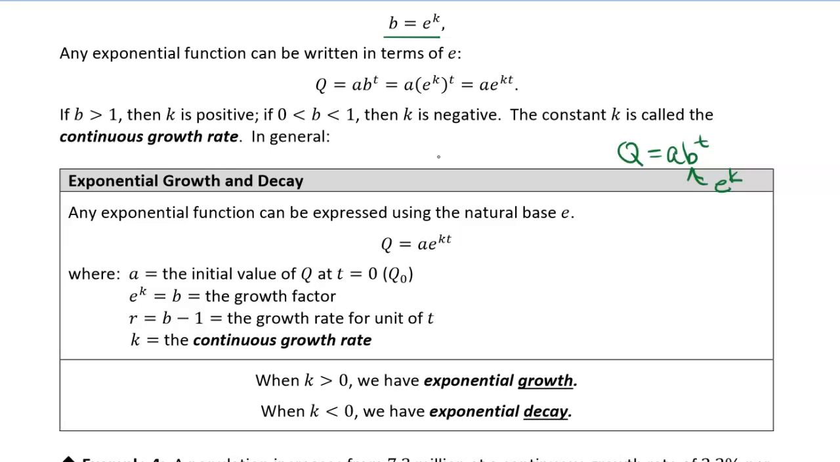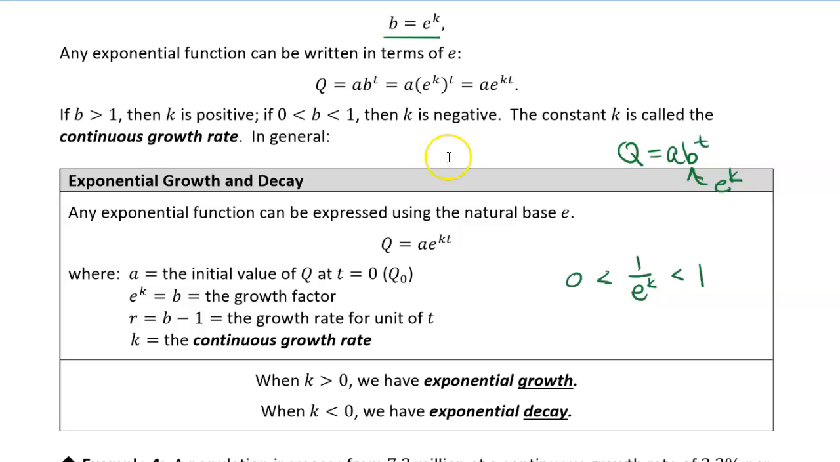When k is greater than 0, we have exponential growth. And when k is less than 0, we have exponential decay, right? Because if k is negative, then it's basically 1 over e to the k. So it's a number that's less than 1 and greater than 0. So e to the negative k would be like that.